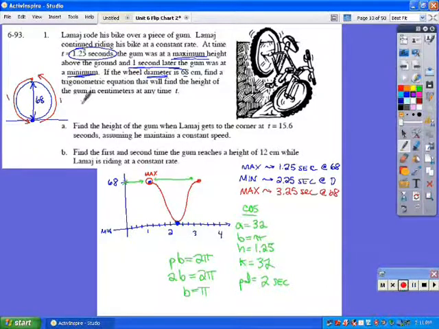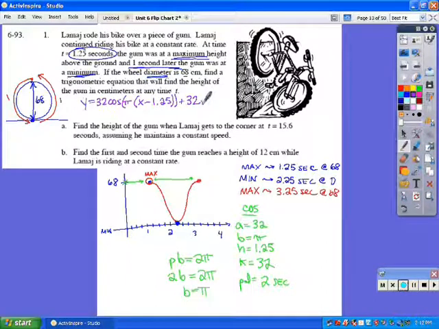So here we go. Y equals 32 cosine of pi times (x minus 1.25) plus 32 is our equation.